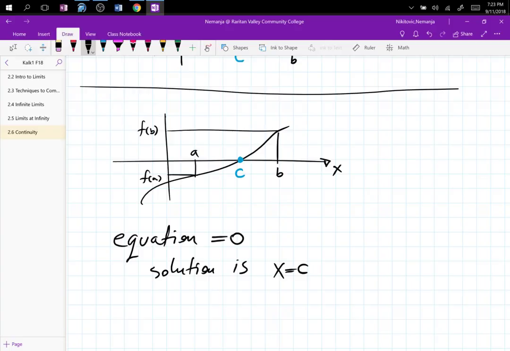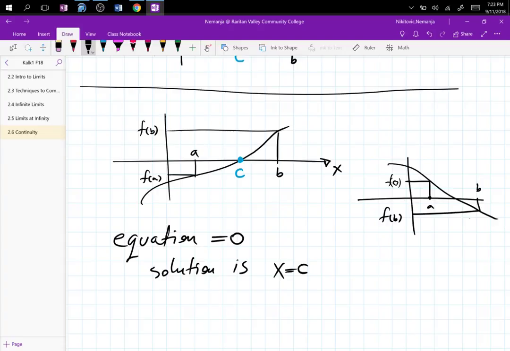The other situation that you might encounter would be this one. So here's your a, with f of a being on top, but then your b is now on the bottom. See that? So what do you do? You make an educated guess of where your answer is. Let's say it's between 1 and 2. And then you check those endpoints in the function. If one is positive and the other one is negative, the solution is guaranteed between 1 and 2.